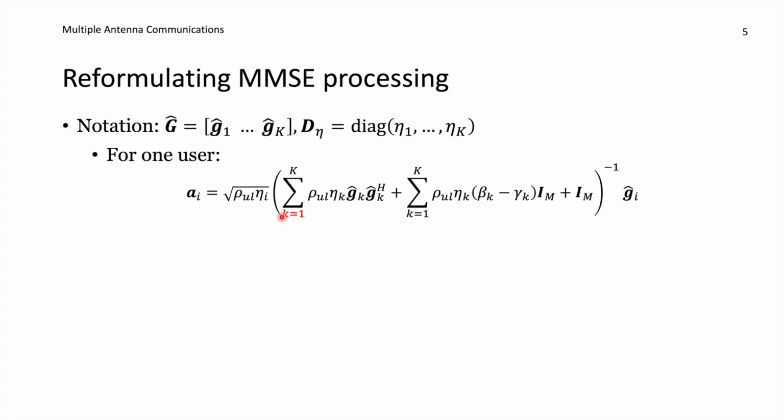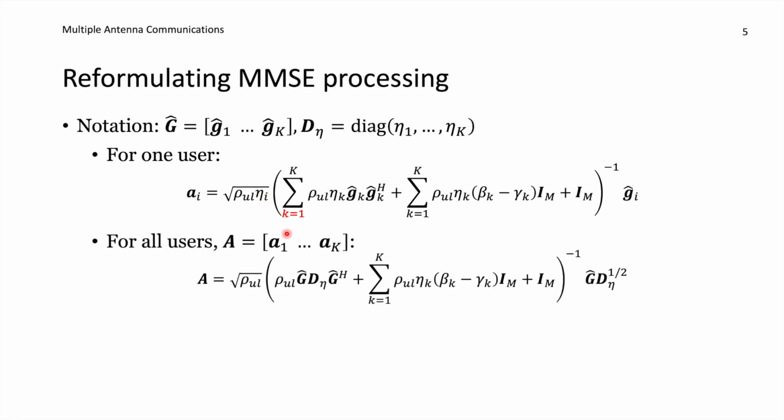To facilitate that asymptotic analysis, we start with reformulating the MMSE processing once more. I will use the capital G hat notation for a channel matrix containing all of the estimates as columns. And remember, D_eta here is a diagonal matrix containing all of the power control coefficients. Then this is the MMSE receiver filter for one user after applying the trick that I presented on the previous slide, by adding the missing term into this summation, so we are summing over all of the users, not excluding user i.